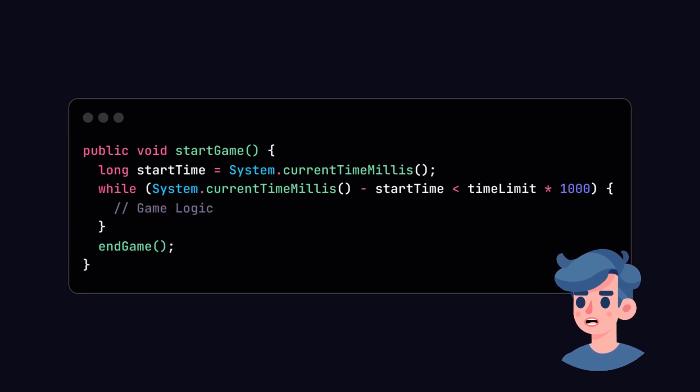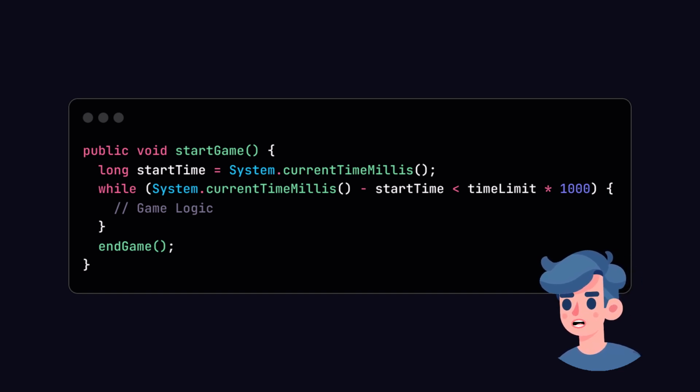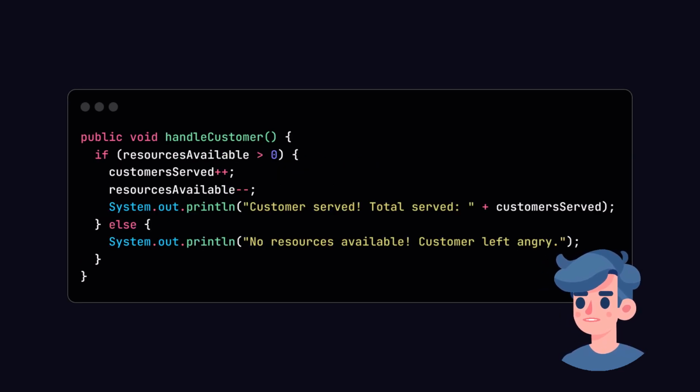The next task is to create a method for starting the game. This method will handle the game loop, keeping track of time and customer actions. Inside the game loop, you can add logic to handle customer interactions. First, we'll create a method to simulate a customer arriving at the cafe. This method will randomly decide if a customer is served or leaves angry.